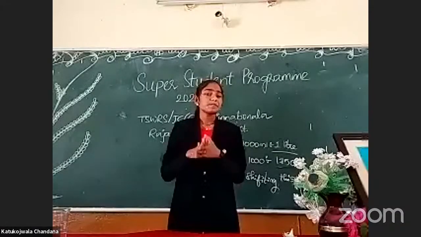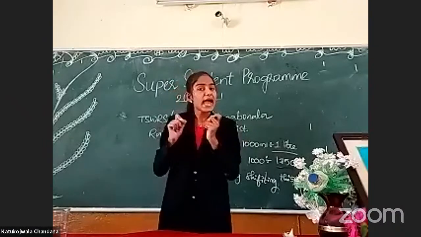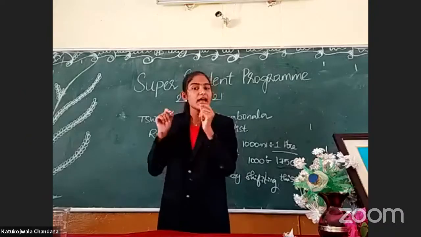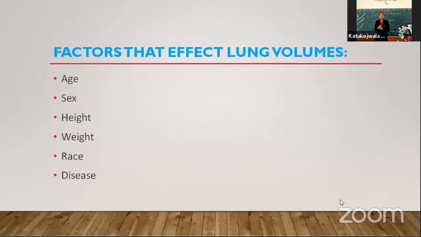Now, let us see what factors affect lung capacity. Under normal conditions, an average adult takes 10 to 15 breaths a minute. A breath is one complete respiratory cycle. It consists of one inspiration and one expiration. An instrument called a spirometer is used. This test measures the volume of air that we move in and out, and is called spirometry.